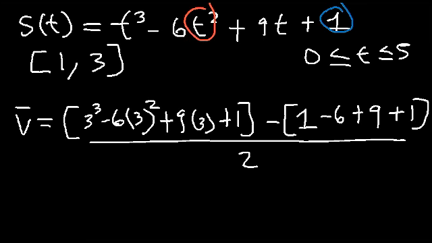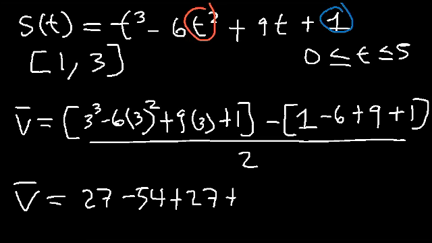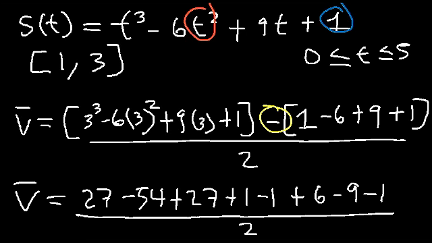So now we got to do the math. 3 to the third is 27. 3 squared is 9 times 6, that's 54. 9 times 3 is 27 plus 1. And let's distribute the negative sign to everything on the right. So it's negative 1 plus 6 minus 9 minus 1, all divided by 2.